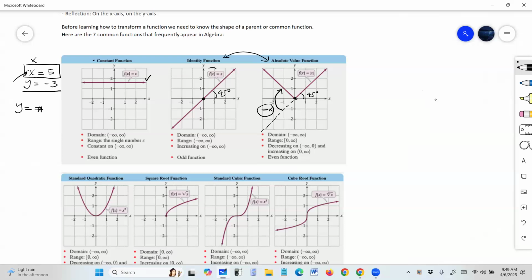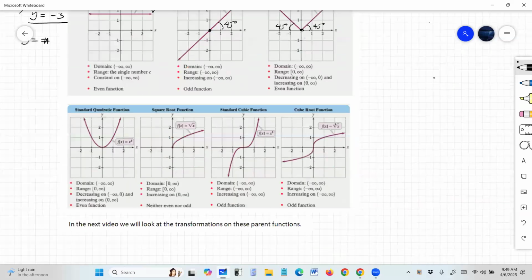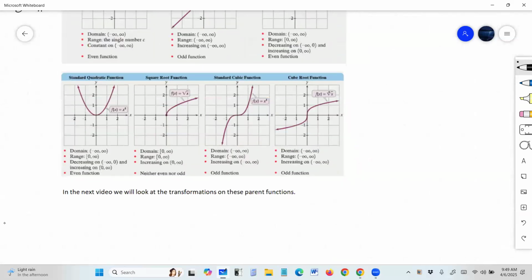45-degree angle here on the positive side, and 45-degree angle here on the negative side. That is the absolute value function in its original format, no transformations. All right, next. The next four are probably the most common types other than the linear cases, which is the quadratic function, the square root function, the cubic function, and the cubic root function.